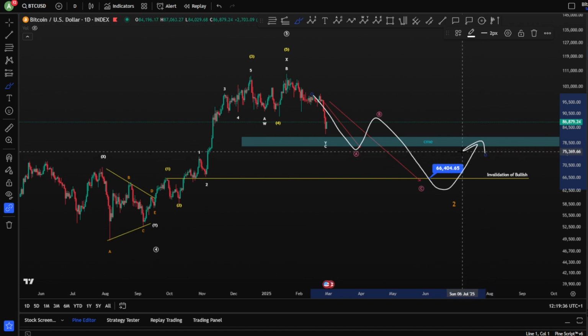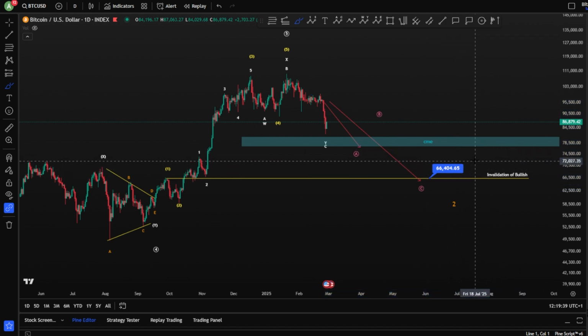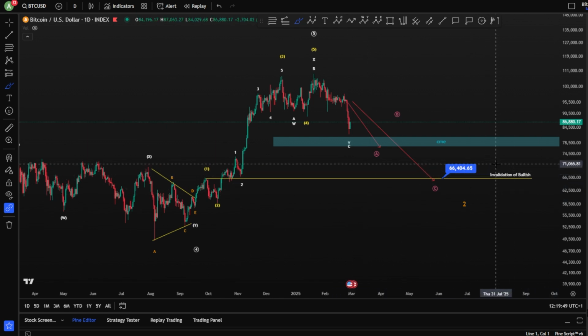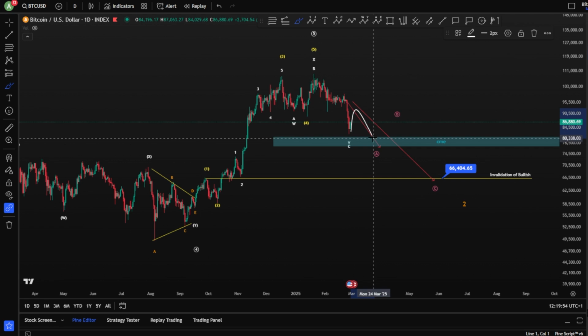Yeah, so that's why we need to take the invalidation anyway, sooner or later, in case that we are in 1, 2, 1, 2 here. However, basically this is what we are looking for. First we are looking now for a rejection, probably in the top.